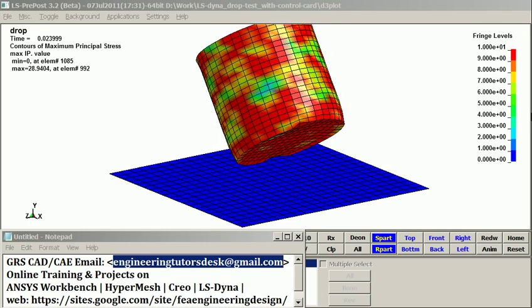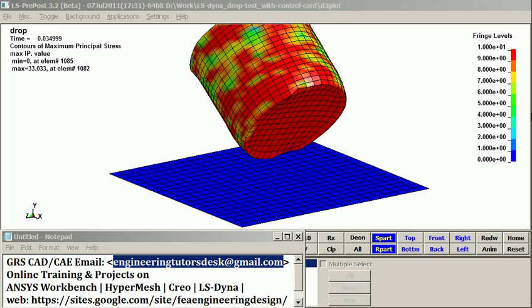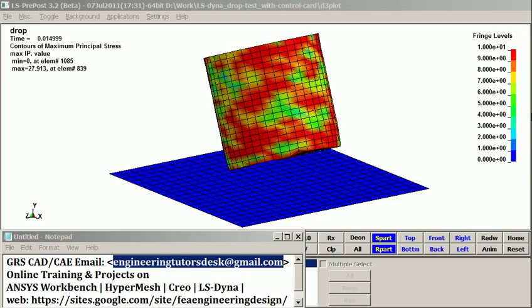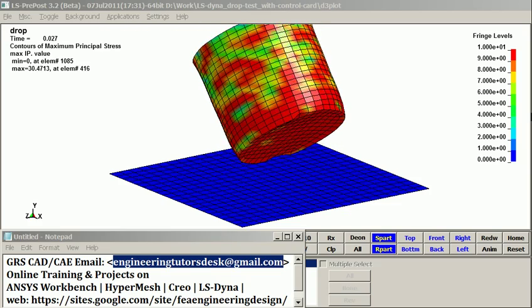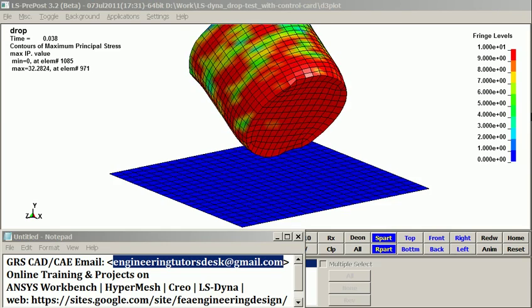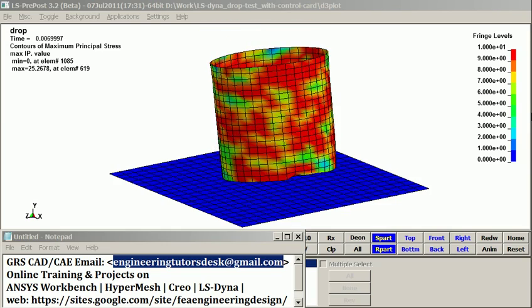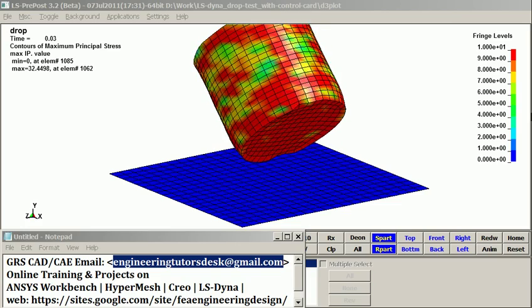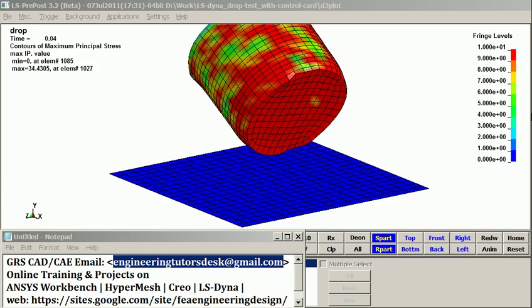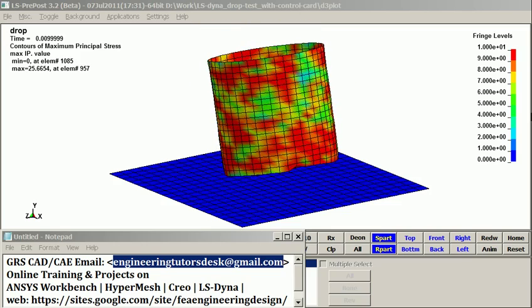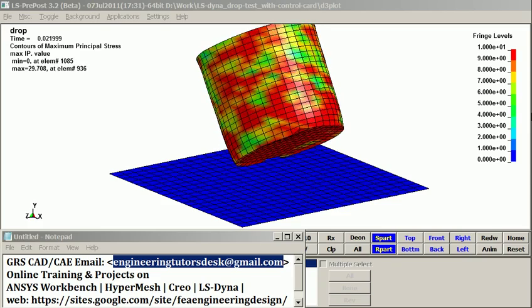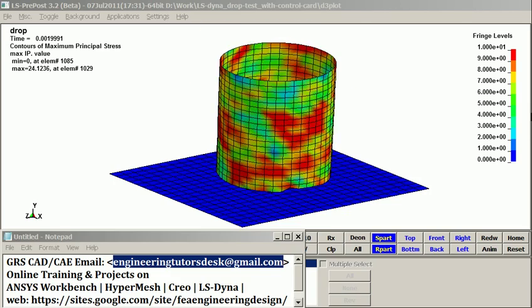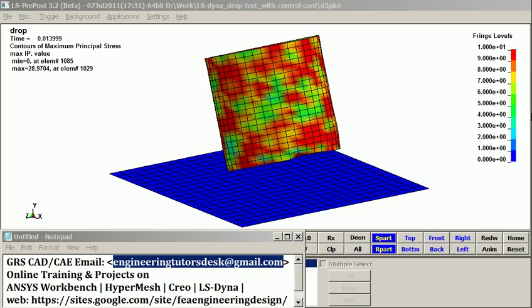This video demonstrates the drop or the impact analysis of a hollow container on a rigid base wall using the dynamic explicit solver LS-Dyna. The main objective of this analysis is to evaluate the stress, deflection and the permanent strain which is happening on the hollow container when it is being dropped or impacted with the predefined velocity.